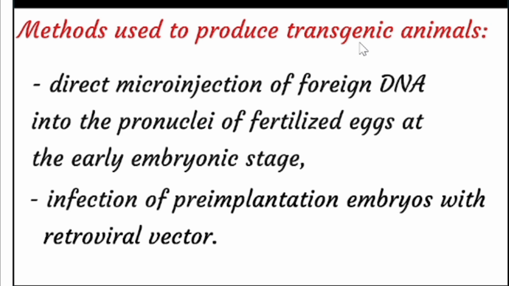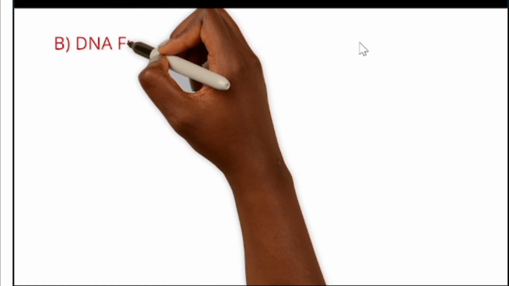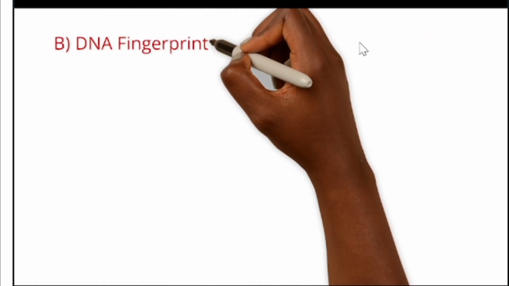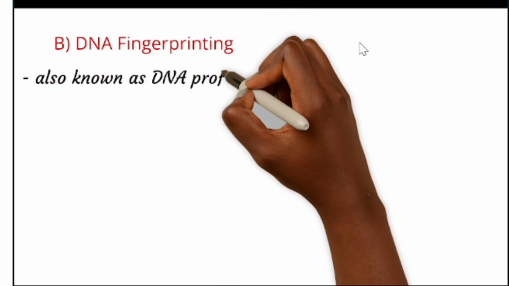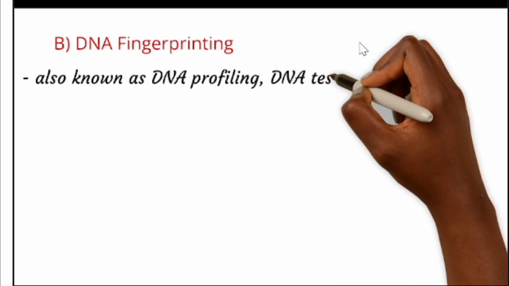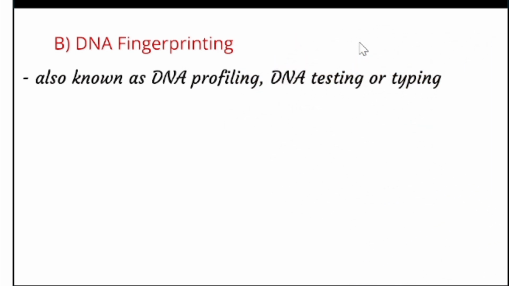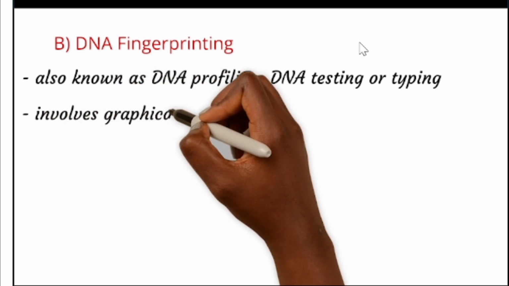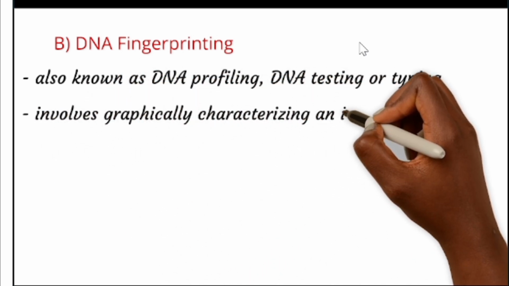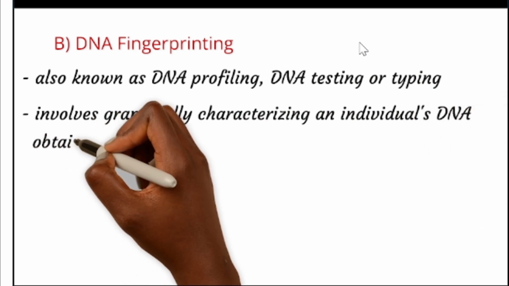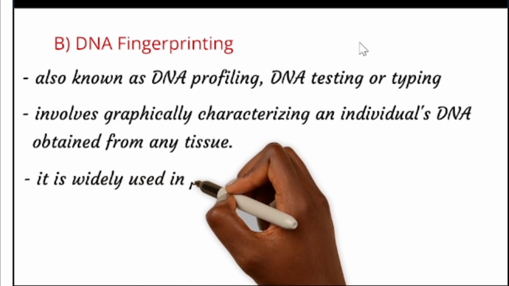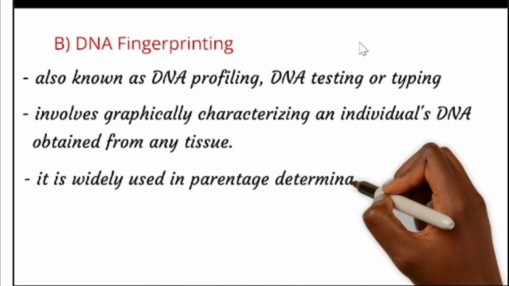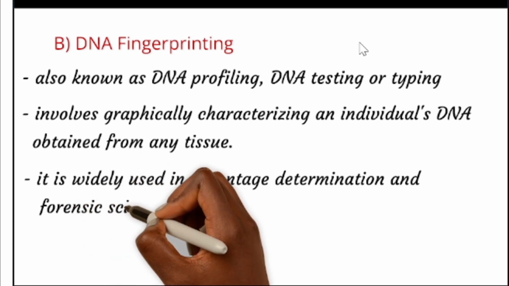All right. So we're going to look at the second technique, which we call DNA fingerprinting. So what is DNA fingerprinting? DNA fingerprinting, also known as DNA profiling or typing, involves graphically characterizing an individual's DNA obtained from any tissue. So you can just cut off tissue from an organism and use it to profile the DNA of that organism. It's widely used in parentage identification and also in forensic sciences. In animal breeding, DNA fingerprinting is mostly used in parentage identification in pedigreed populations.